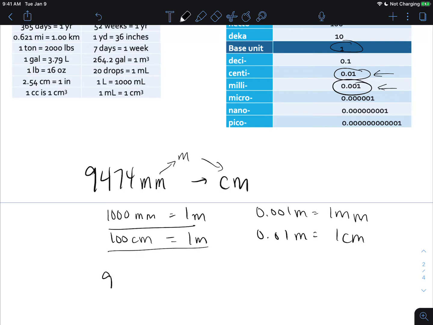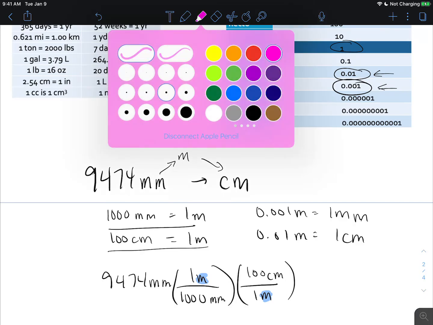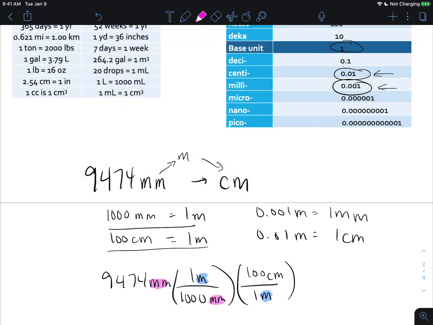And then we want to make sure that we go from millimeters to meters and then to centimeters, like so. So we have 9474 millimeters. For every 1,000 millimeters, we have 1 meter. And then for every 1 meter, we have 100 centimeters. I've placed it so that I cancel out the units that I want to get rid of, millimeters and meters, and I'm left with the unit that I want, centimeters. And we multiply this across, we get 947.4 centimeters.